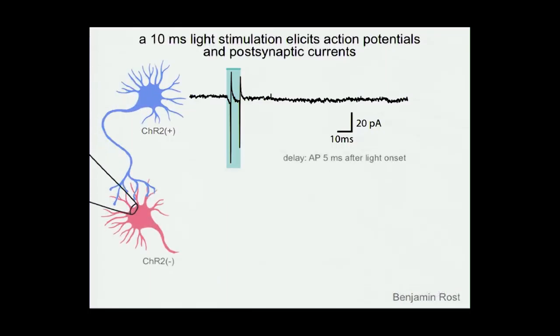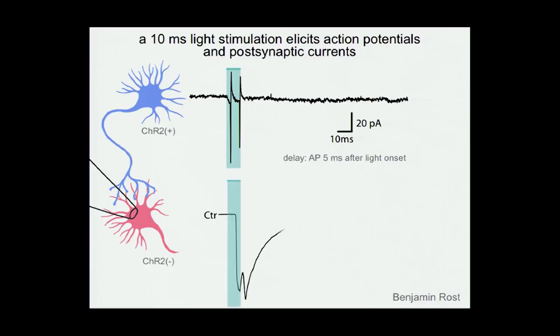We can then move that pipette to a postsynaptic neuron that is not expressing channel rhodopsin, so it will not be stimulated by light. But it will receive inputs from this neuron. So we flash the light, that fires an action potential, and what we can see are these postsynaptic currents. These are synaptic currents, they're beautiful, and you can see in this case we also had two action potentials that were leading to this postsynaptic current.